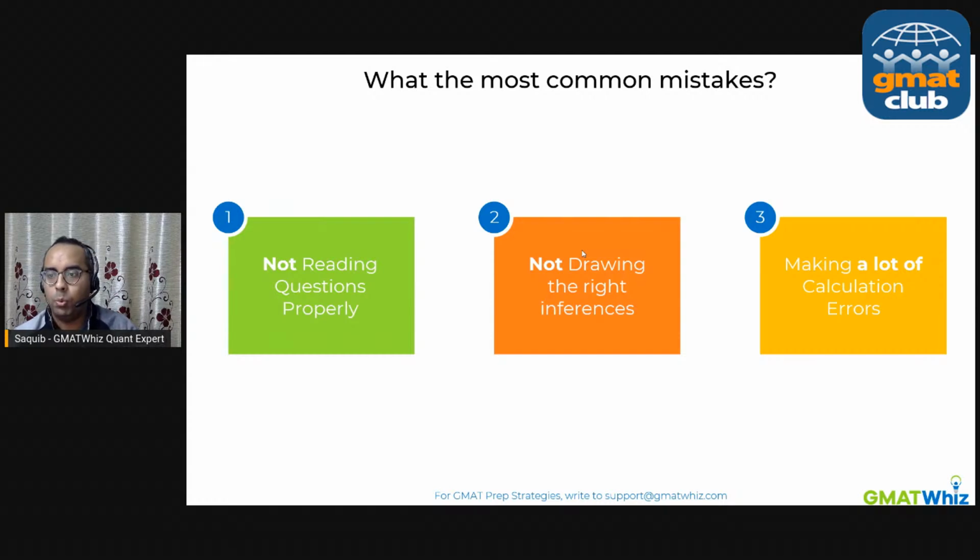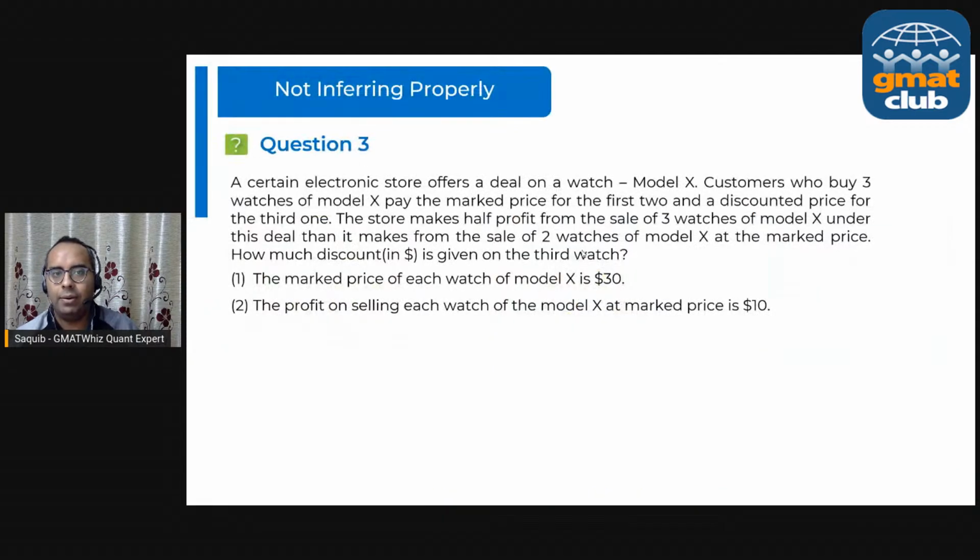So what I'm going to do is talk about each and every mistake. I want to show you why you end up making a mistake and what is stopping you from getting a Q51. So let's take a question where the first two aspects, not reading properly and not drawing the right inferences, can play a big role. These are the small things that you need to work on to improve.